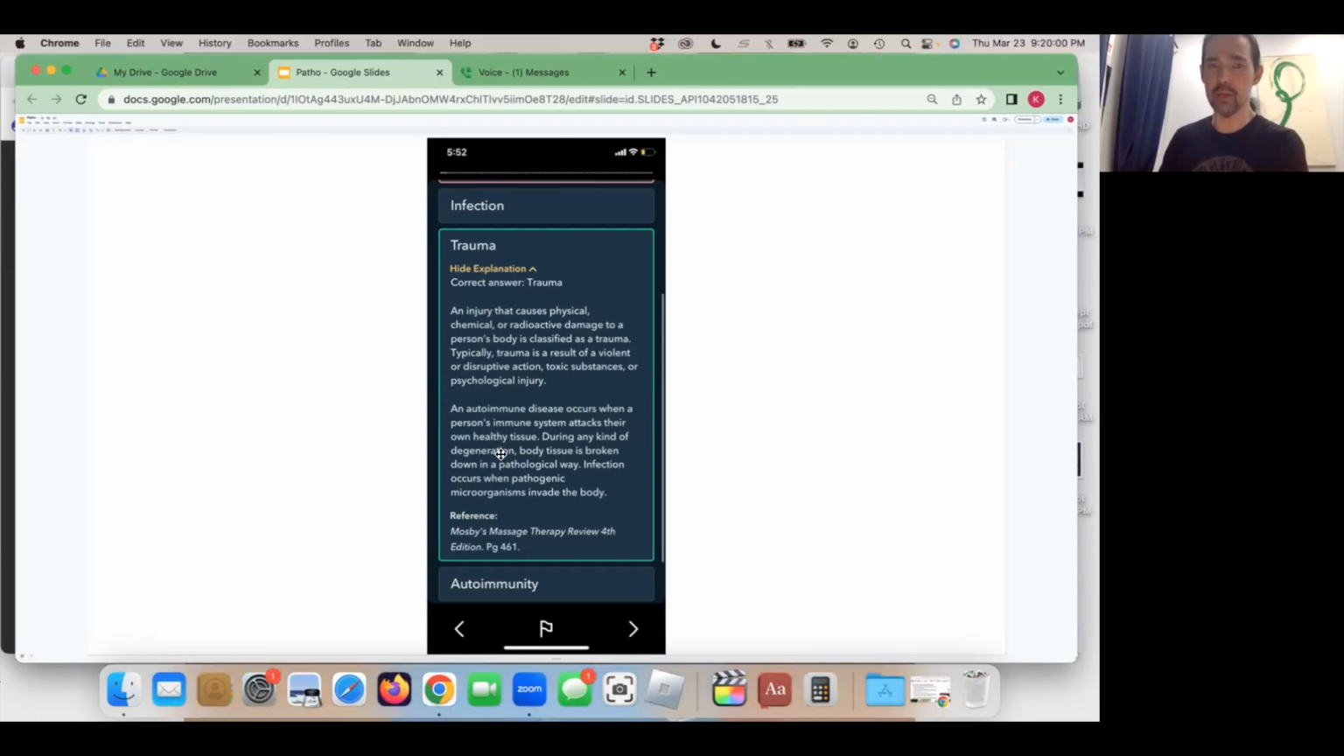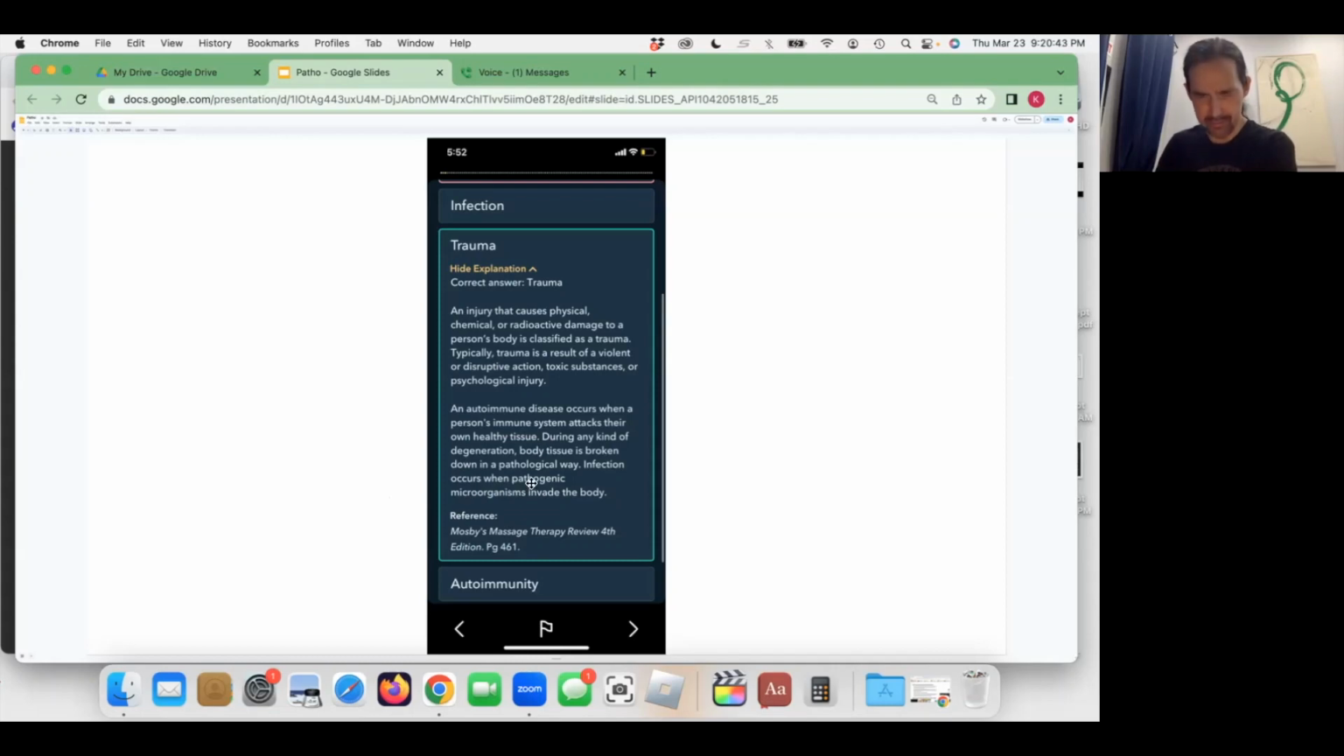Again, this slide, question 3, is a good opportunity to learn the differentiation between a few different things. So an injury that causes physical, chemical, or radioactive damage to a person's body is classified as trauma. Typically, trauma is a result of violent or disruptive action, toxic substances, or psychological injury. That's not a bad definition, I must say. An autoimmune disease occurs when a person's immune system attacks their own healthy tissue. During any kind of degeneration, body tissue is broken down in a pathological way. Infection occurs when pathogenic microorganisms invade the body.